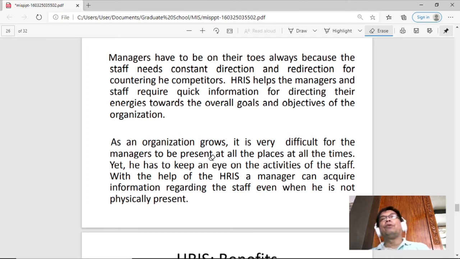As an organization grows, it is very difficult for the managers to be present at all the places at all times. Yet, he has to keep an eye on activities of the staff. With the help of the HRIS, a manager can acquire information regarding the staff even when he is not physically present.